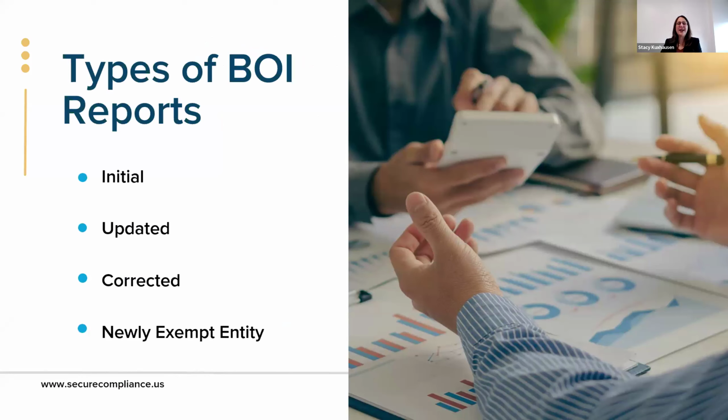Okay, so there are 4 types of BOI reports. You're going to do the initial report, and that's the one that is due either December 31st, within 90 days or 30 days. Then you can either do an updated report or a corrected report. So at any time, if you find out that the information that you had previously filed is not correct, you're going to be issuing a corrected report. If, however, someone, maybe just a beneficial owner, changes addresses, you would be initiating an updated report.